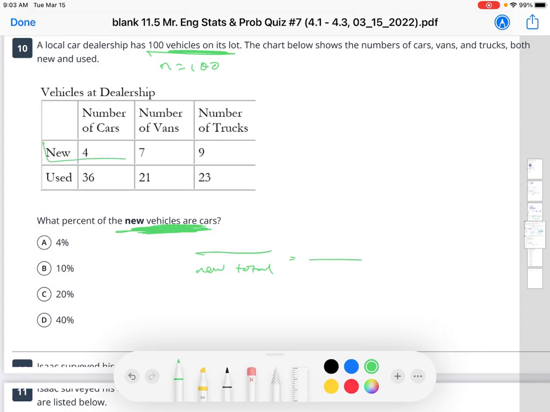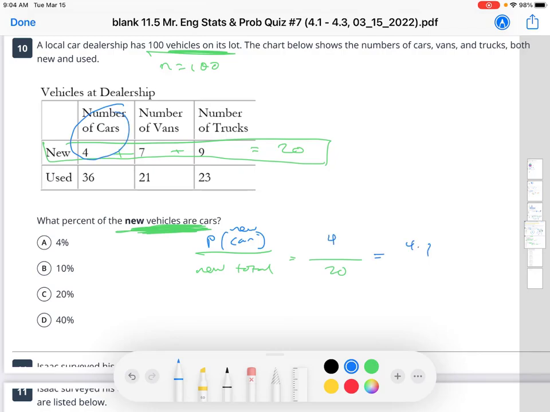Okay, so that would be this row. And if I add all those up, I would get 11, that would get 20. And I just want the probability of a new car. The probability of the car is new. And that would just be this box right here. So 4 out of 20, 4 times 5, and this would give us 1/5, or about 20%, which is choice C.